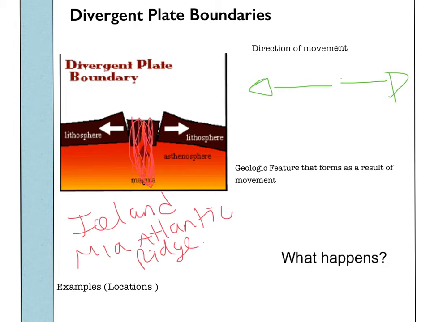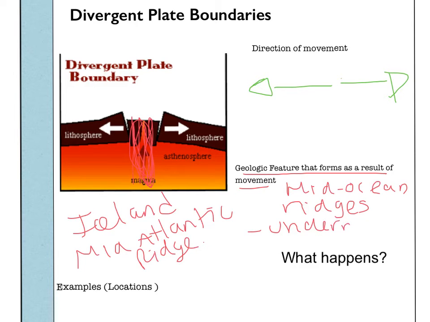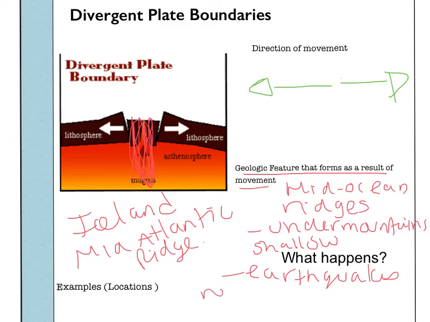The geologic features that form as a result of this movement are mid-ocean ridges, underwater mountains, shallow earthquakes, and new ocean floor.